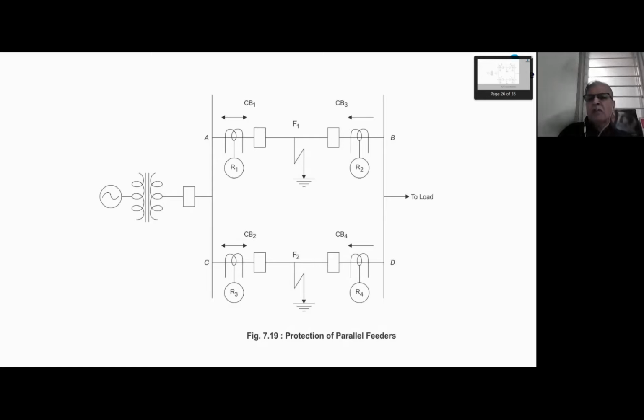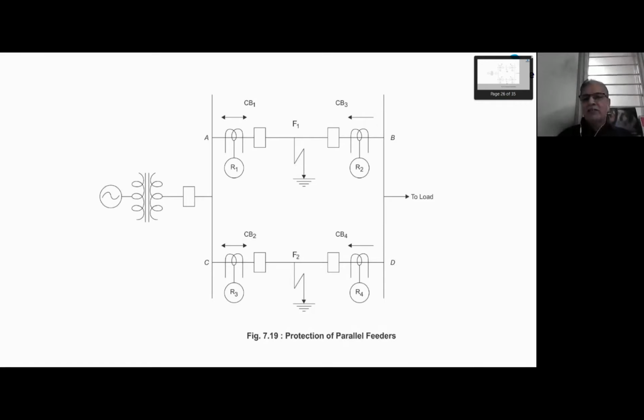Parallel feeders. Most of the feeders in the system are parallel because I have got a row of transmission towers, and on that two feeders are running, RYB on one side, RYB on another side. So I am able to transmit double the power from one CT to another CT. But here the problem is if there is a fault at F1, current is going to pass from A to F1, one path, another path CDBF1. For path CDBF1, R2 will also operate and R4 will also operate.